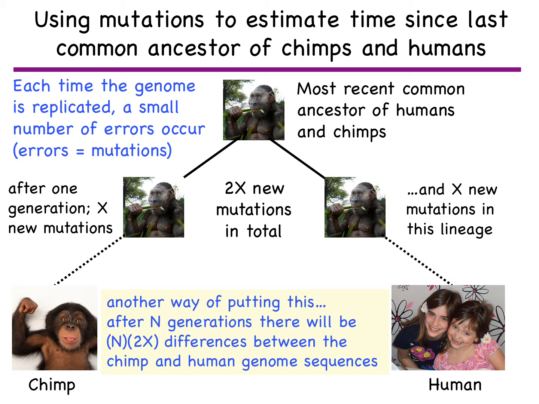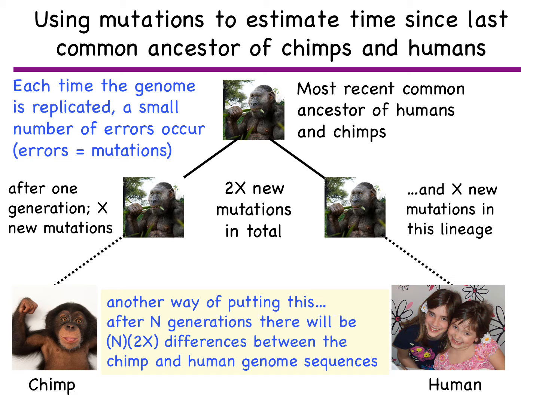And again, it's simply because at each generation, new mutations are passed on between the parents and the offspring, okay? And if we just assume that x is the number of mutations that are acquired in each lineage at each generation, then it's going to be the number of generations times 2x, because there's mutations being acquired through both lineages. So that's why we have the 2x differences between the chimp and human genome sequences.